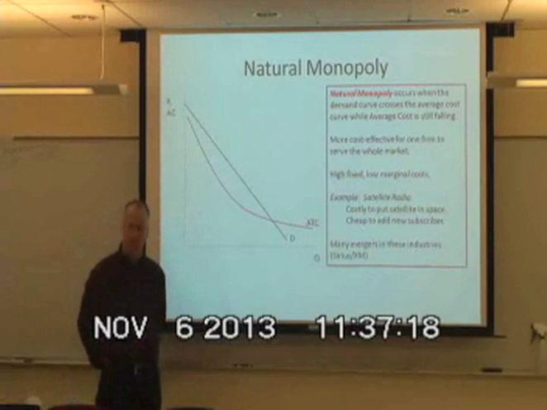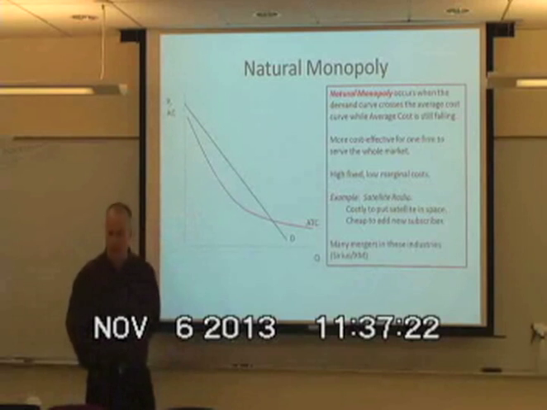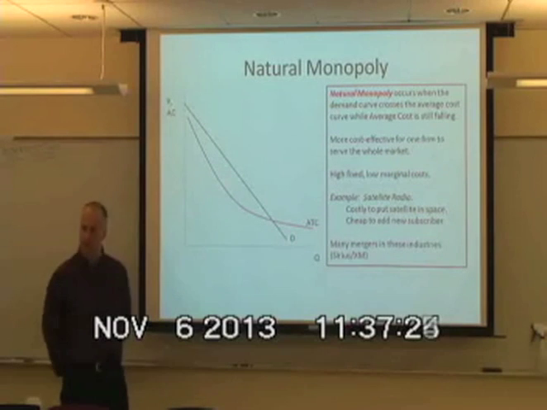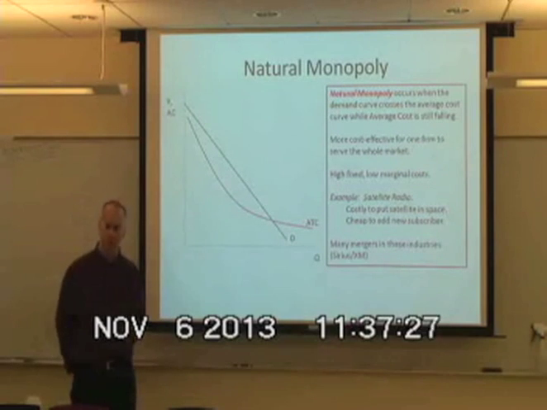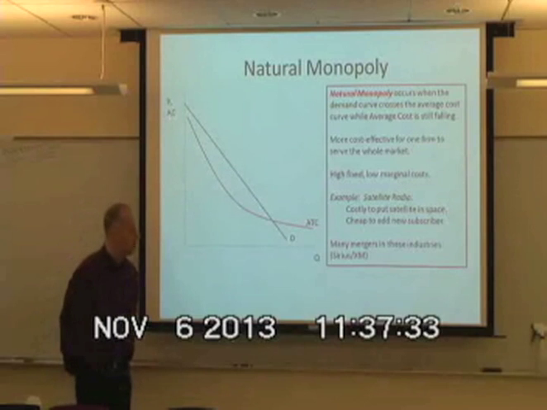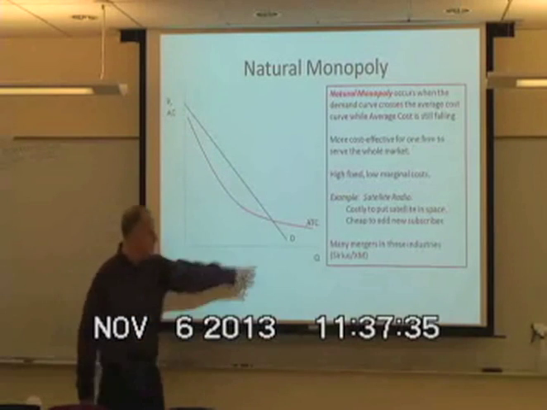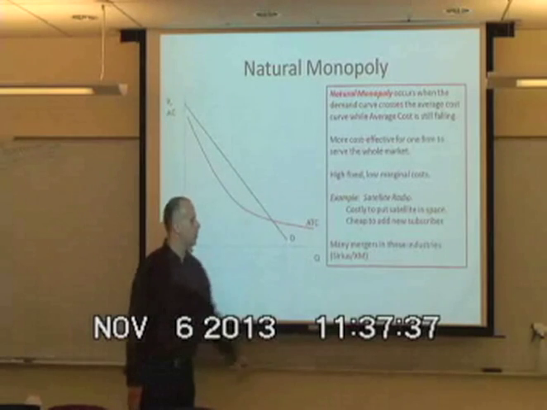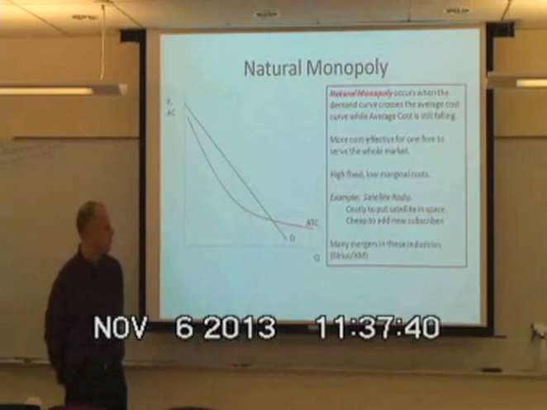To spend a little bit more time thinking about a natural monopoly. Natural monopoly is one of our three sources of entry barriers where the market is just more efficiently served with one firm rather than multiple firms. So a natural monopoly occurs precisely when the market's demand curve crosses the average total cost curve while the average total cost curve is still falling.